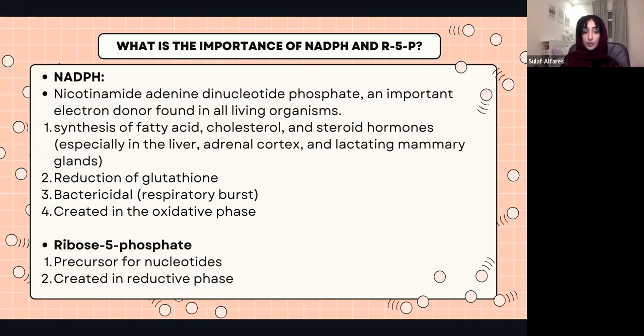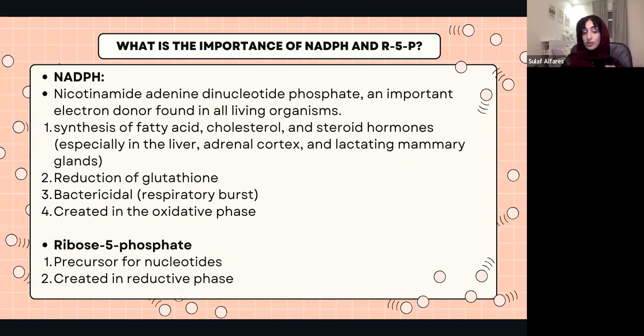The second important point is that it's going to help us in the reduction of glutathione. And glutathione is an antioxidant, and we're going to talk about it in more detail in a minute. And finally, it has bactericidal activity, which means it's going to help us kill bacteria. And NADPH is created in the first phase of the pentose phosphate pathway, which is the oxidative phase.